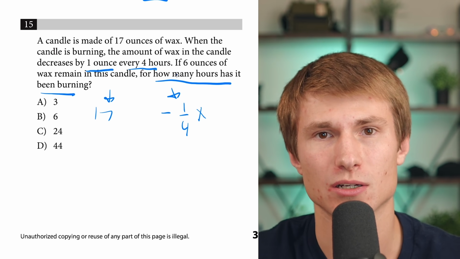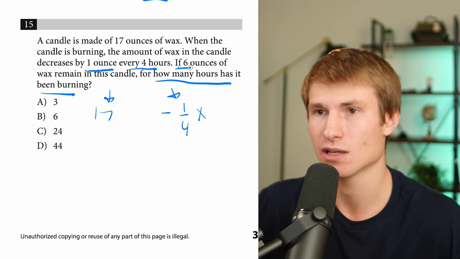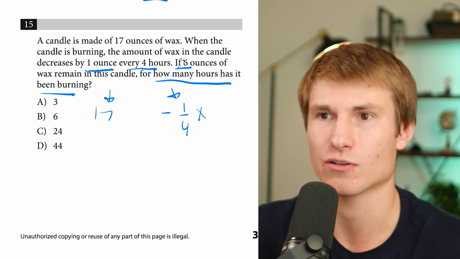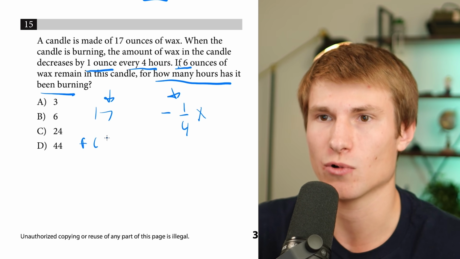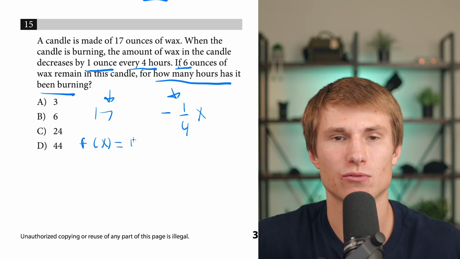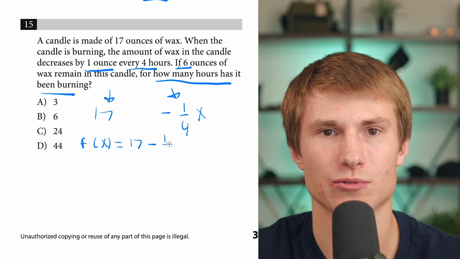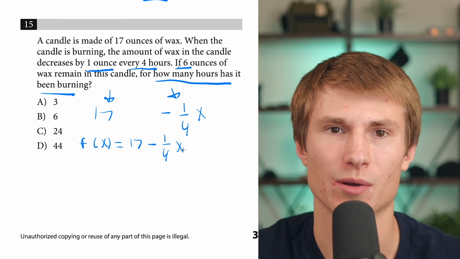From here, the way I'm going to set up my equation is by setting it equal to how many ounces are remaining. The amount of ounces that are remaining, I'm going to call f of x. That's going to equal our initial amount minus how much we're losing every hour. And keep in mind, hours I'm representing as x here.